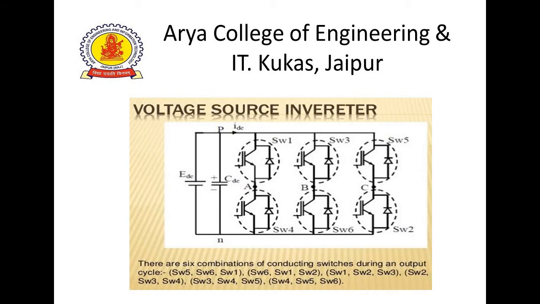This is the diagram of the voltage source inverter. In this, the voltage is constant at the input side by the use of a capacitor and switches. They are SW1, SW2, SW3, SW4, SW5 and SW6. It is a power semiconductor device, and in this we use IGBT. In this, the input voltage is maintained constant.